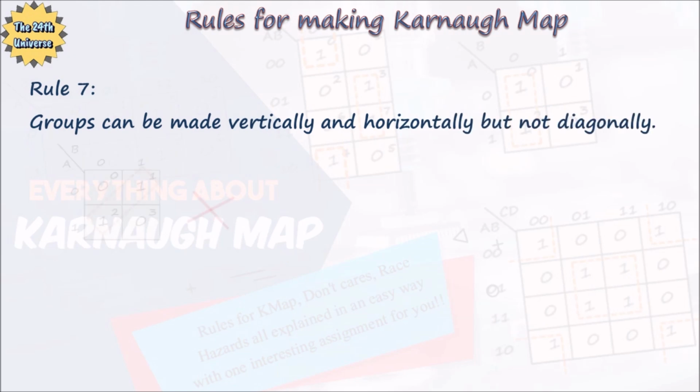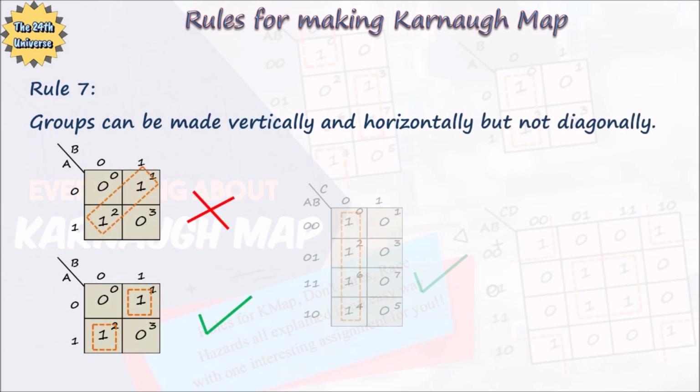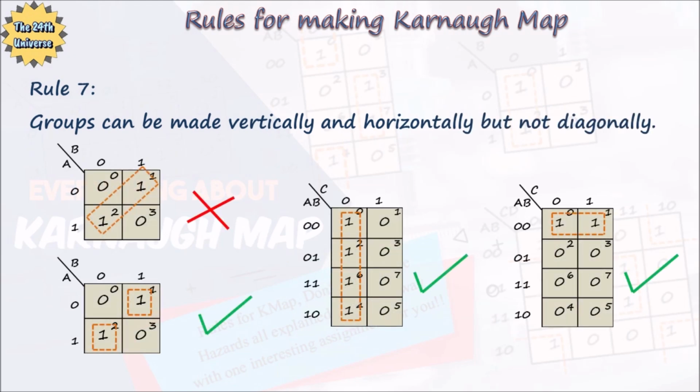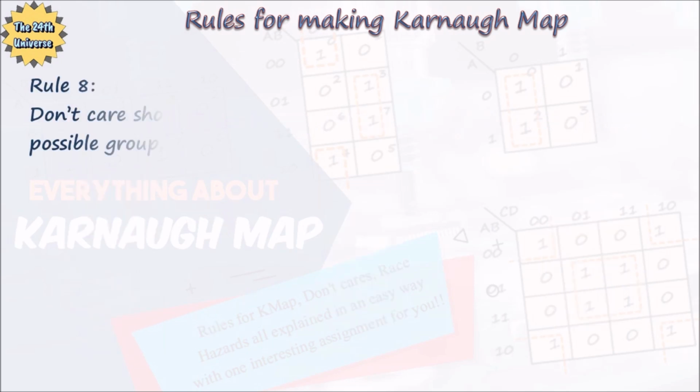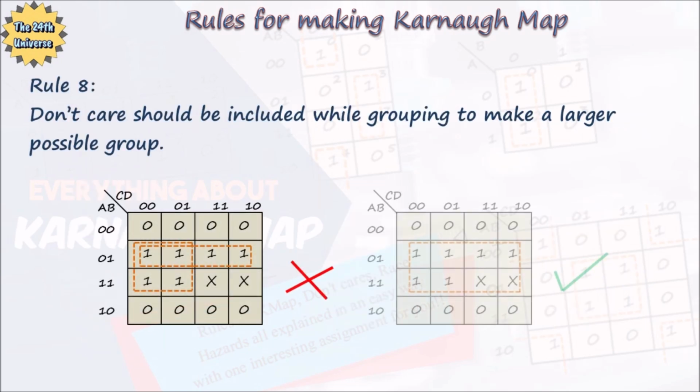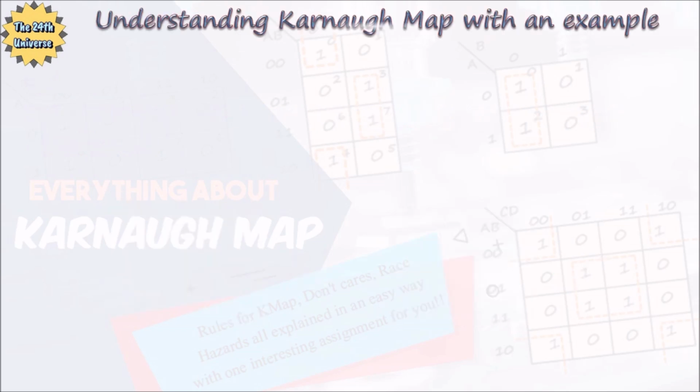Rule number 7: groups can be made vertically or horizontally, but not diagonally. Rule number 8: don't care should be included while grouping to make a larger possible group. It is represented by the letter X. We will look at the don't care condition in some time, but for now just remember this rule. Now let us understand the Karnaugh map with an example.